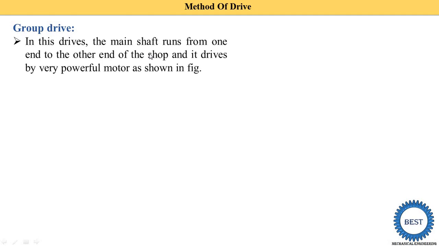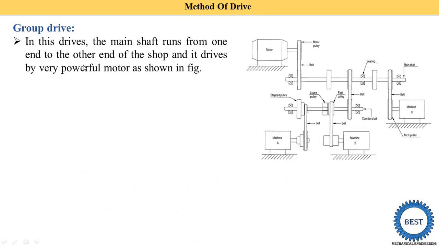Now the second method is the group drive. From the word we can understand, by using one motor we can run a number of machines. It is called the group drive. In this drive, the main shaft runs from one end of the shop to the other end, and it is driven by a very powerful motor, as shown in the figure.